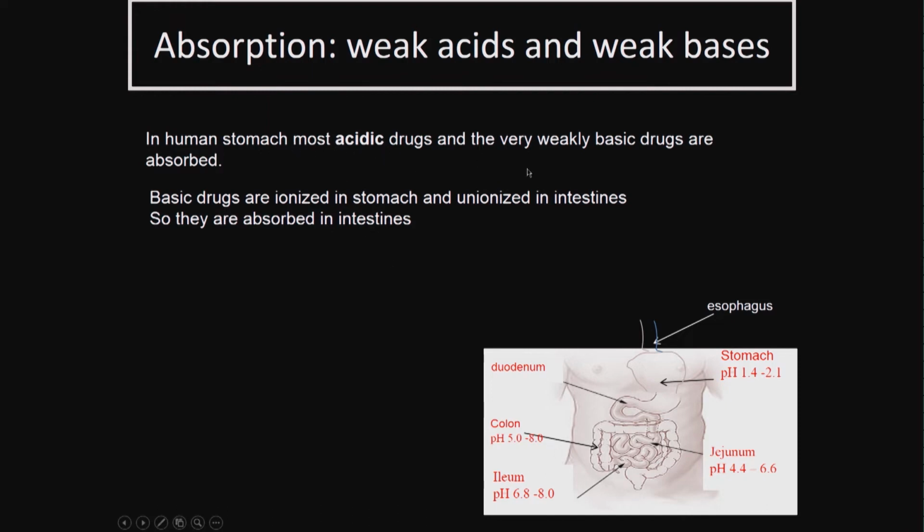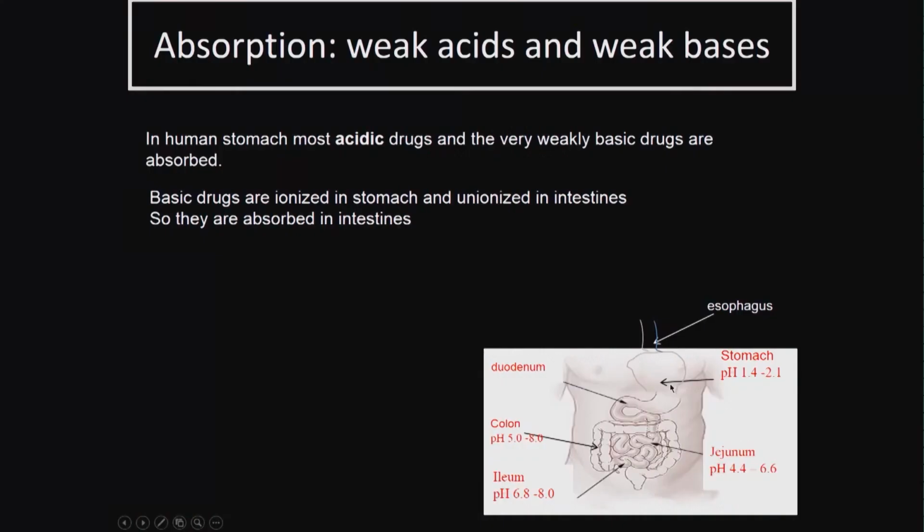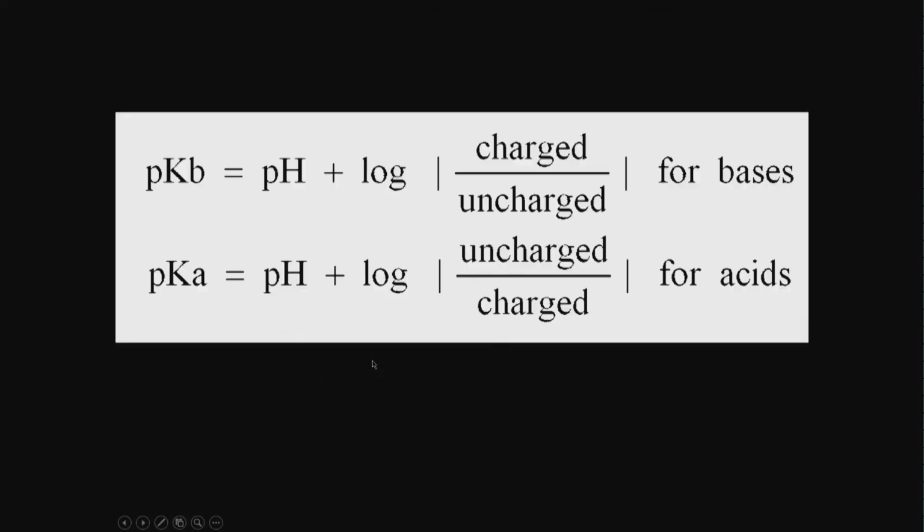So most acidic drugs and weakly basic drugs are absorbed in the stomach. Basic drugs are ionized in the stomach and unionized in the intestine, so they are absorbed in the intestine. So you need to design depending upon where you want the drug to get absorbed, and especially if it is a fast acting or quick acting drug, you want it to get absorbed here, slow acting you want it to get absorbed down the line, and so on.